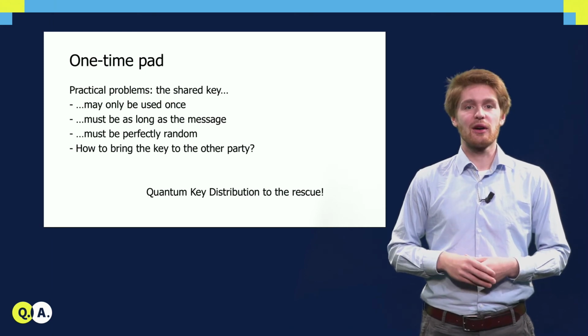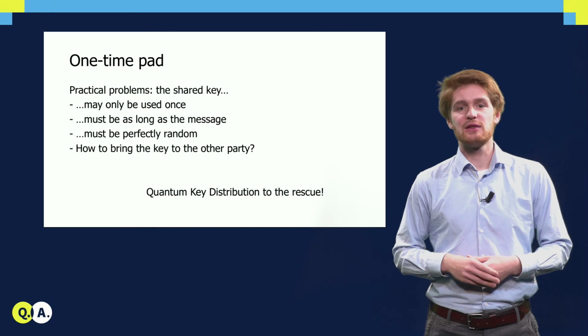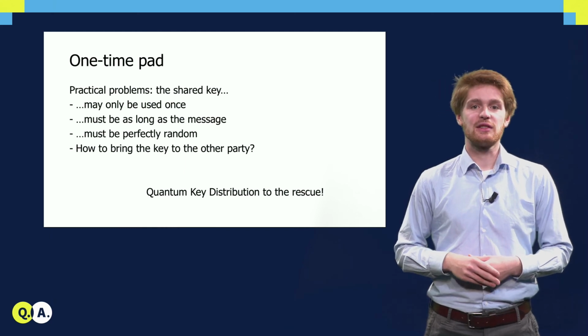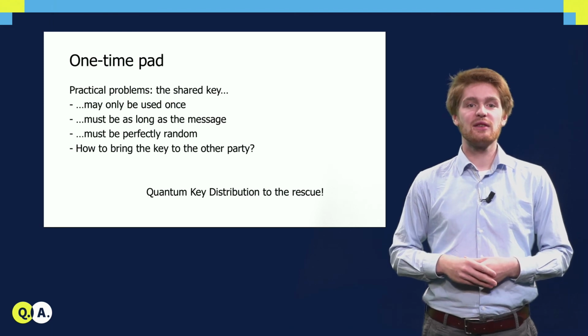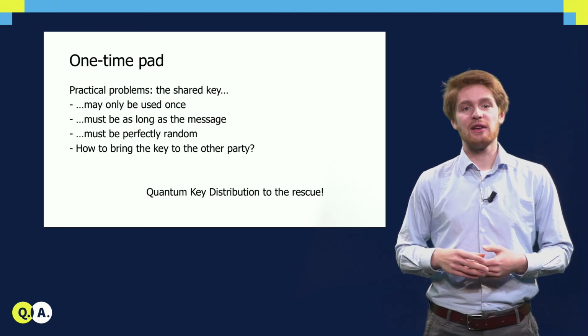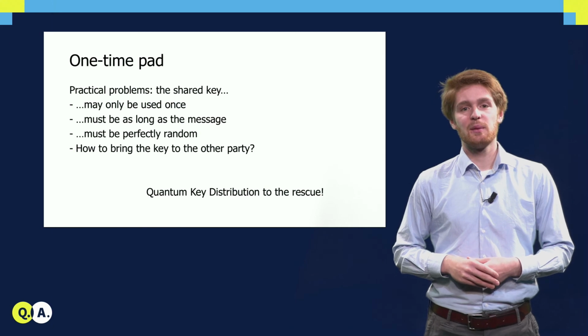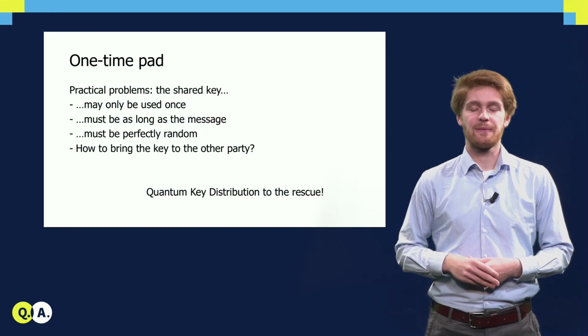There are several ways to overcome these problems, mostly by simply using different schemes which have disadvantages that the one-time pad scheme does not have. But there is a way we can still use the one-time pad, and that is by the use of quantum key distribution, which will be the topic of the next video.